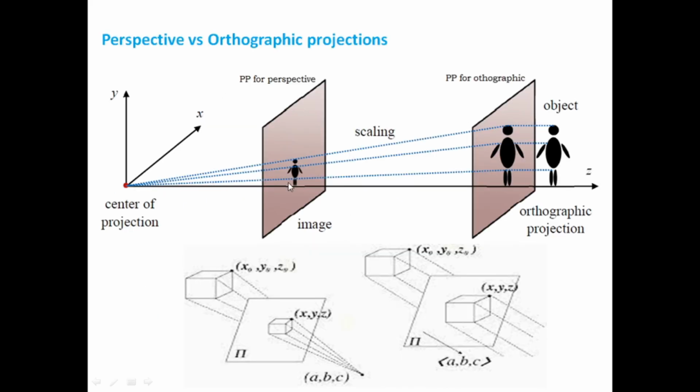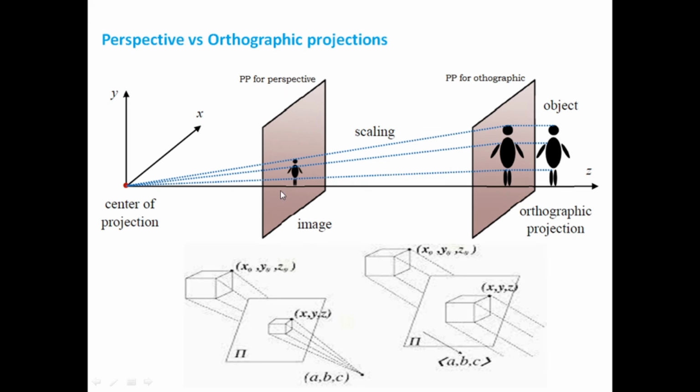So let me quickly differentiate the perspective versus the orthographic projections. In orthographic projection, the focal point is at infinity, right? Because the focal point is at infinity, you can see here, and the rays are parallel and orthogonal to the image plane. This is my image plane and these rays from the object are orthogonal to it. Then the mapping will be x, y, z converted into x, y.